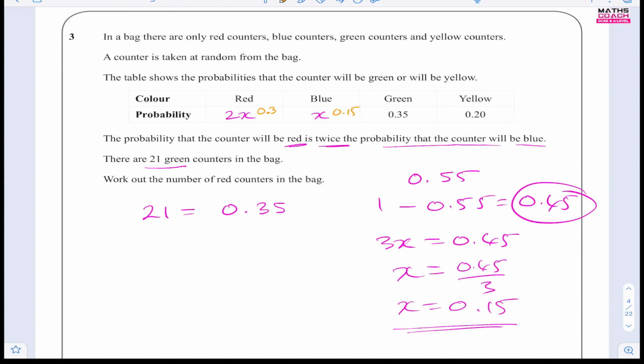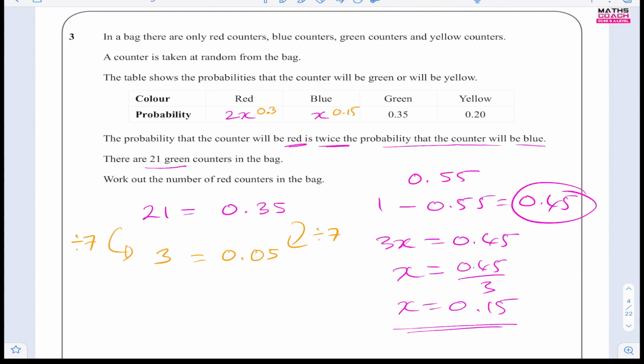Now, going back to this, we want to work out how many red counters are in the bag. Currently we know that 21 counters is equal to 0.35, the probability. So if we go down to a probability value that we can use to work up to the probability of a red counter, let's say we get 0.35 down to 0.05. So what do we do? We divide by 7. So we divide the other side by 7 as well. So 21 divided by 7 is equal to 3.